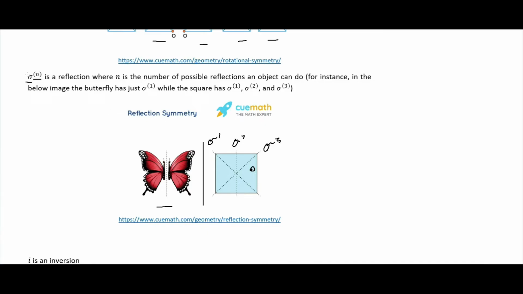And so reflections, as I said, are symbolized with the sigma, and the numbers in parentheses up there are just telling you which reflection you're talking about. So I put here the square has sigma 1, 2, and 3, but as I said, you could think about one that's just changing the face of the square from facing out of the screen to facing into the screen.